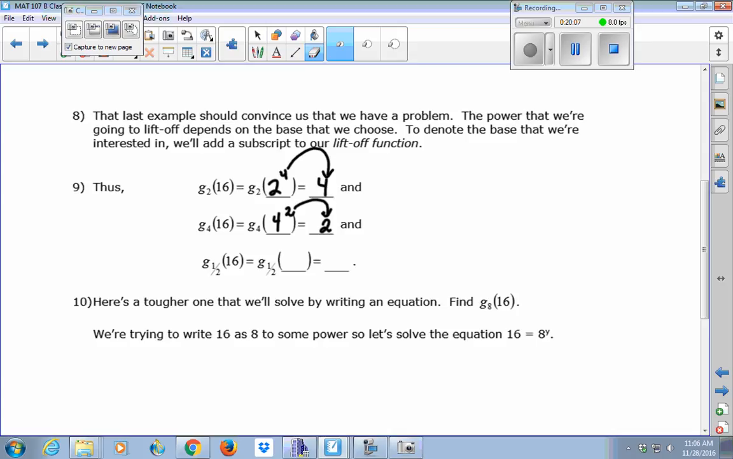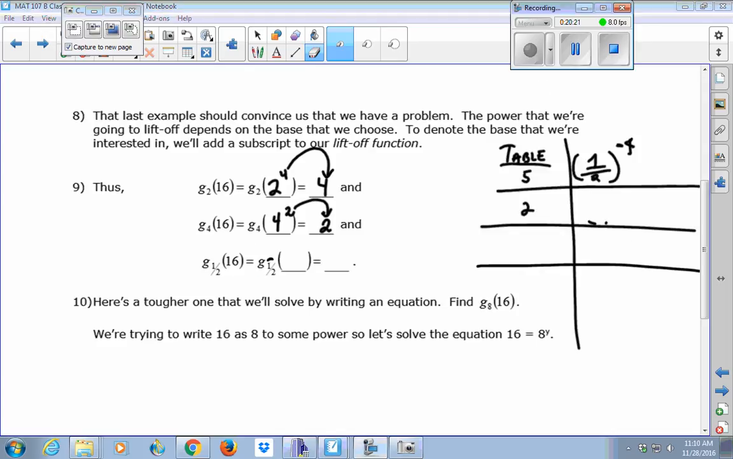All right, the next one takes a little bit of thought, and I'm going to let you play around with that for just a few minutes at your seats, either on your own or with your group, to see what you come up with for the next one. So the base is 1/2, so that's what appears here, and the exponent is -4. So when I lift off the exponent, my answer is -4.